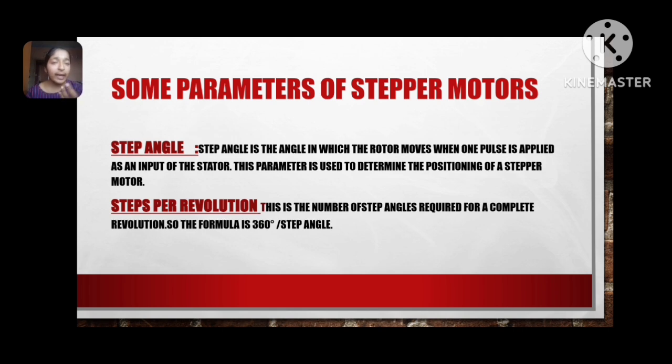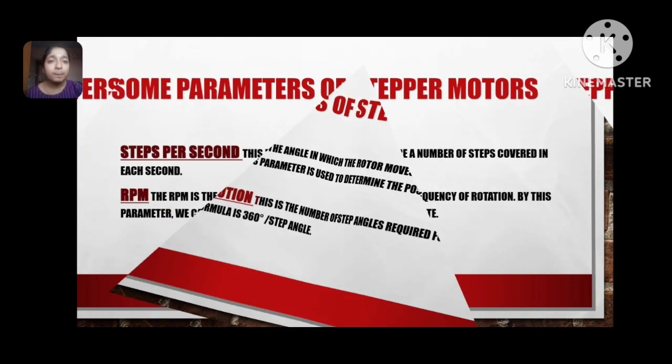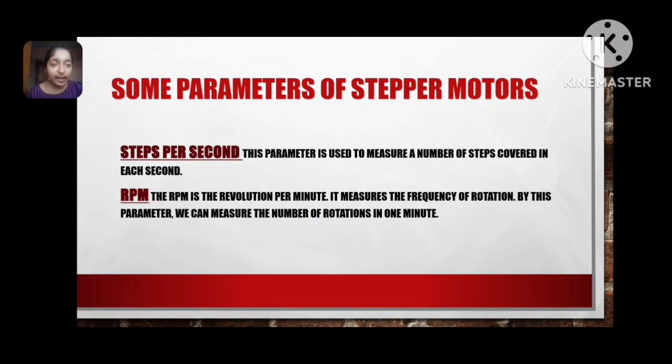The Earth, for example, rotates through a 360 degree angle. The stepper motor is also like this, with a north and a south pole. So we'll consider 360. Steps per revolution has the formula 360 divided by step angle. We have already discussed the step angle above. Again, the third parameter is steps per second. This parameter is used to measure the number of steps covered in each second.